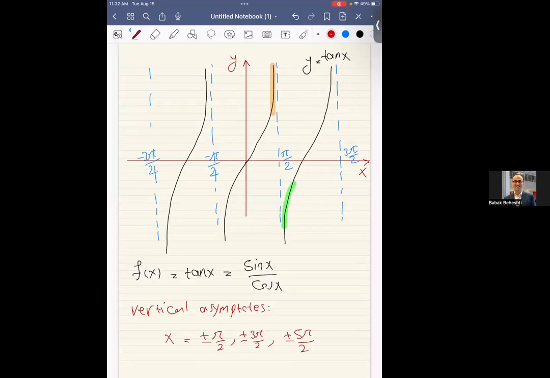So that means the range of tangent is equal to all real numbers. But its domain is all real numbers except these vertical asymptotes. So everything except these vertical asymptotes is the domain. Is that clear?